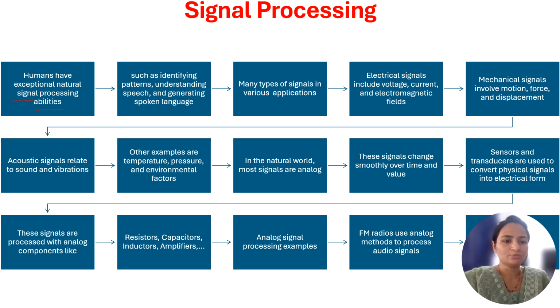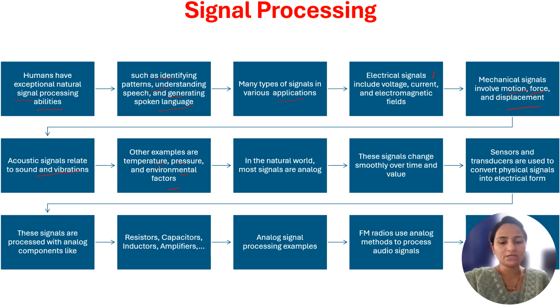In terms of human processing, that is identifying patterns, understanding speech, and generating spoken language. By hearing the language itself, we can identify whether it is Telugu, Tamil, English, or any other language. Now, we have many types of signals in various applications, that is electrical signals. In terms of electrical signals, we have voltage, current, and electromagnetic fields. In terms of mechanical signals, we have motion, force, torque, and displacement. And acoustic signals related to sound and vibrations. Other examples are temperature, pressure, and environmental factors.